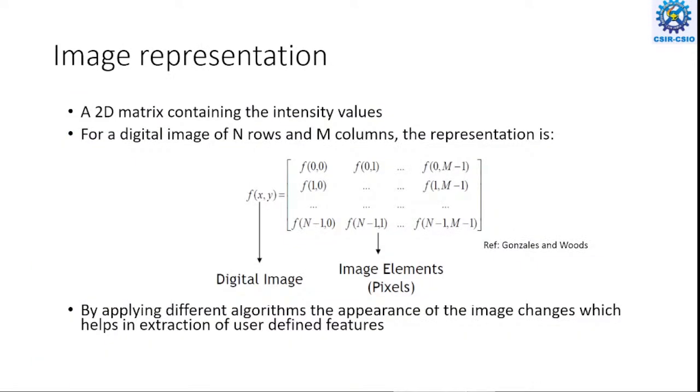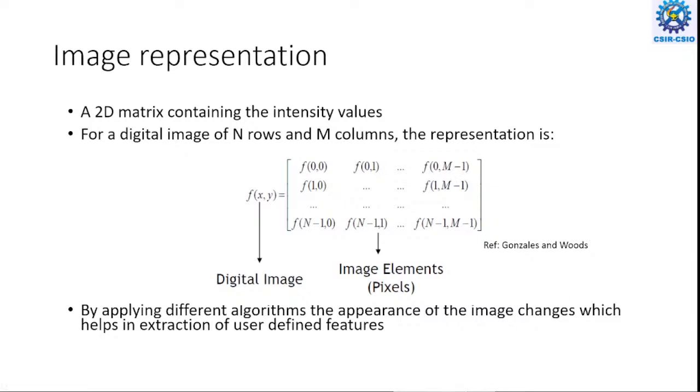Before we go into this discussion, let's understand what an image is. Basically, an image is a 2D matrix containing intensity values. If you represent an image in the form of f(x,y), then different locations x,y represent different pixel locations. So at different pixel locations, f00, f01 to f0 m minus 1, these are different intensity values at different locations.